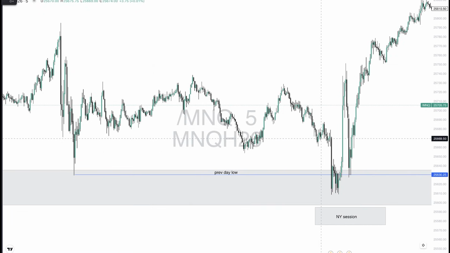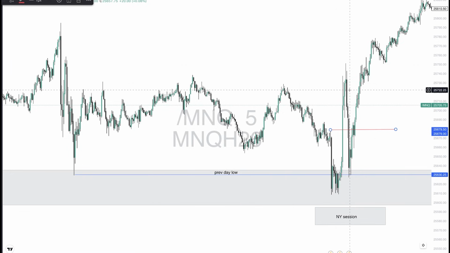So then what happens? We wait, and once price takes that previous day's low, price begins to turn around, shows displacement, breaking this market structure shift here. That's confirmation that price is now ready to start delivering on the buy side, right? And that's exactly what we're waiting for.